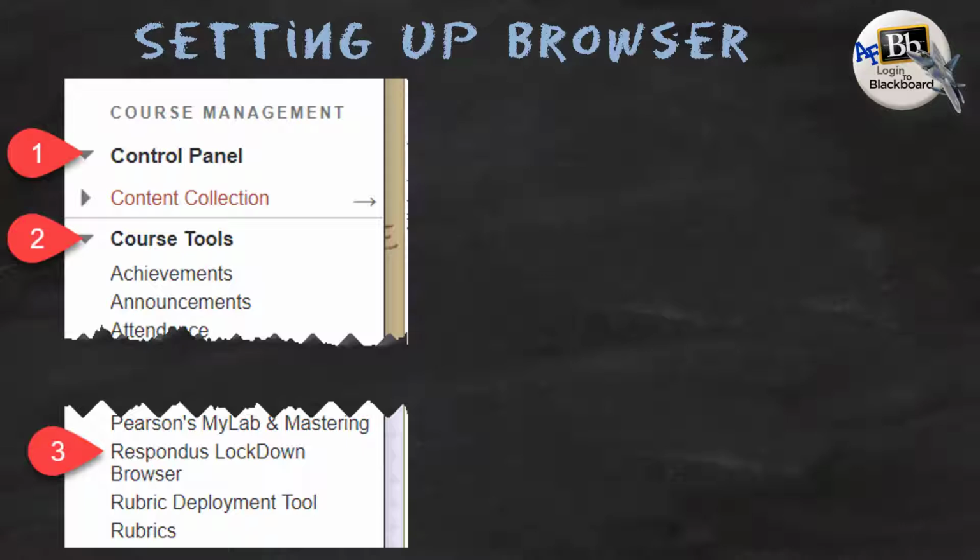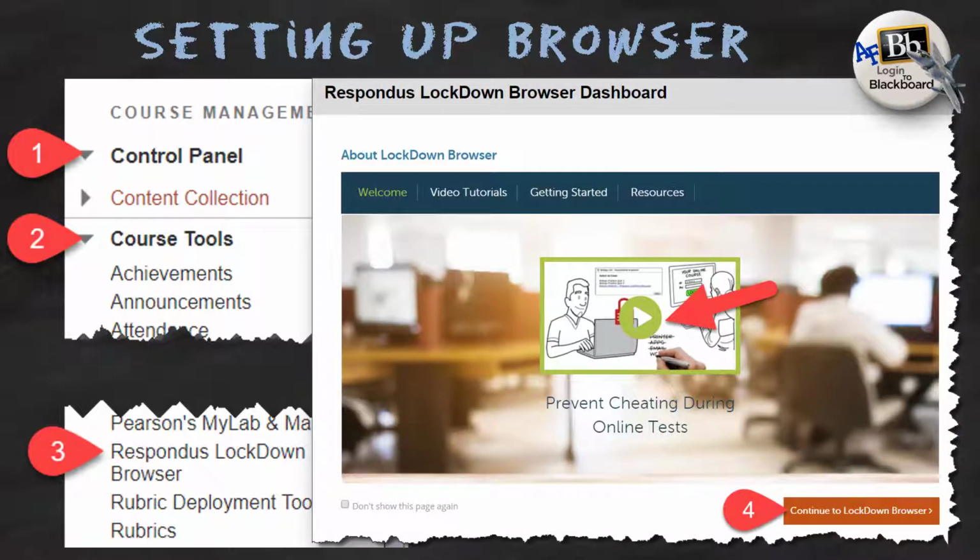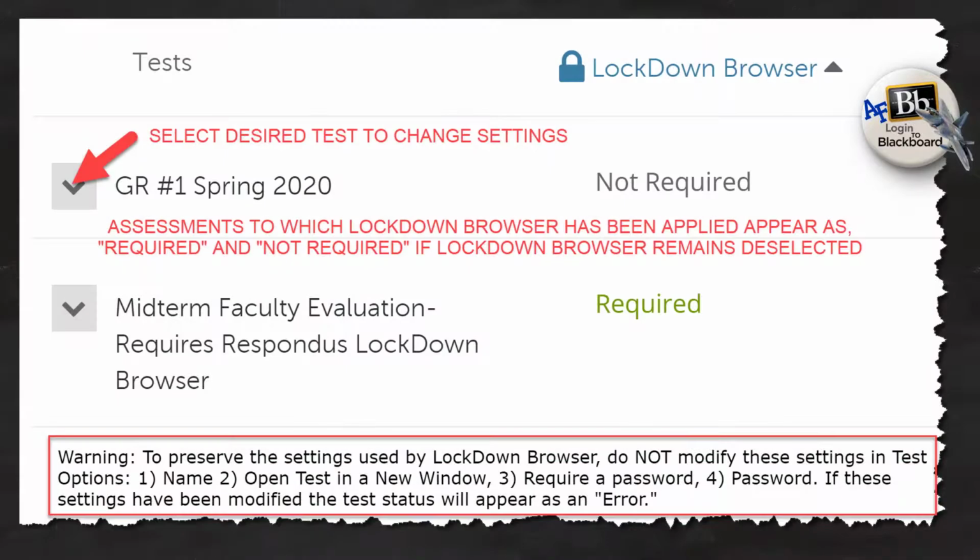Now when we go to set up the browser, it's very simple. You go to the course management panel on the bottom left of your course, go to your control panel, course tools, and then all the way down at the bottom you'll see Respondus Lockdown Browser. Go ahead and click into that. You'll see an opening screen, just go ahead and click through that. What will be brought up next is all of the tests that you have currently deployed within your Blackboard course. As you look at the course at the bottom here, you'll see the word required. That means that the lockdown browser has already been set up for this course. If it says not required, then it has not been set up.